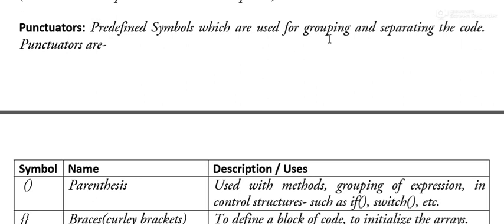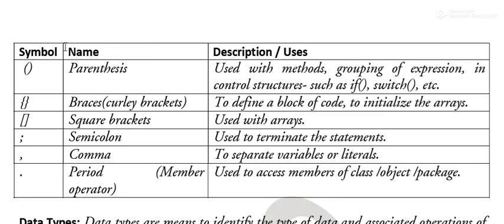Predefined symbols which are used for grouping or separating the code are known as punctuators. There are the following punctuators. Small brackets are used for parentheses, in a method or to group any expression. A curly bracket is used to make a block. A square bracket is used with an array. For example, in the main method, when we write String[] args, we use this punctuator.